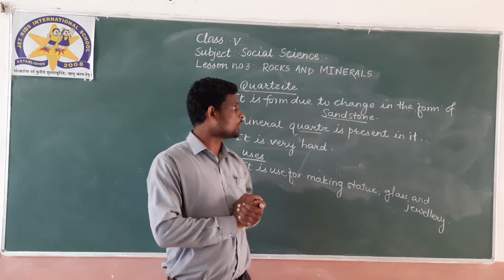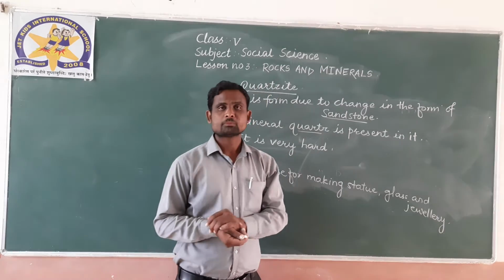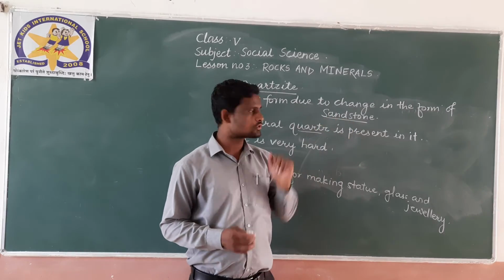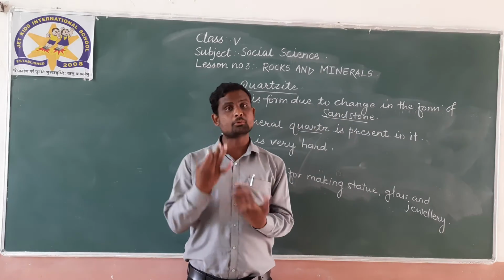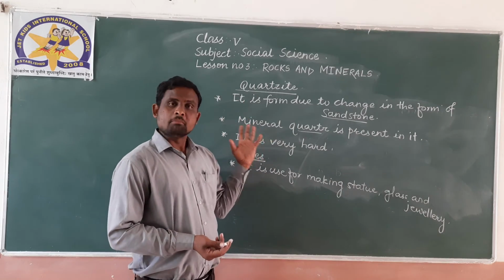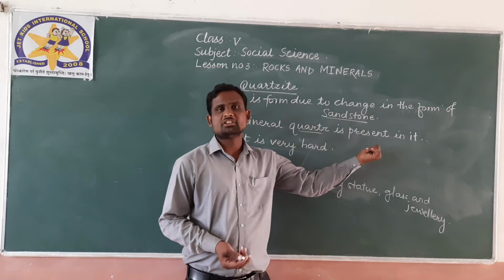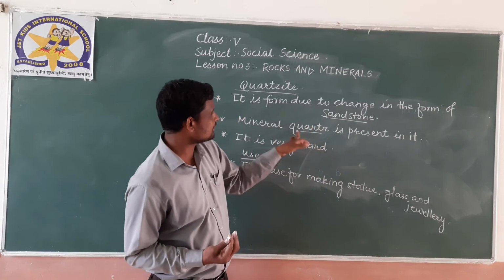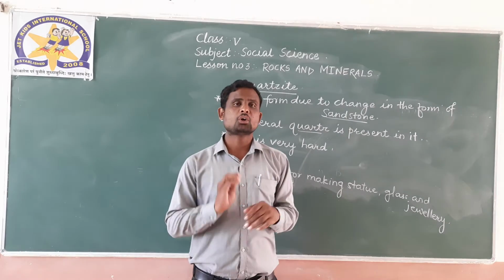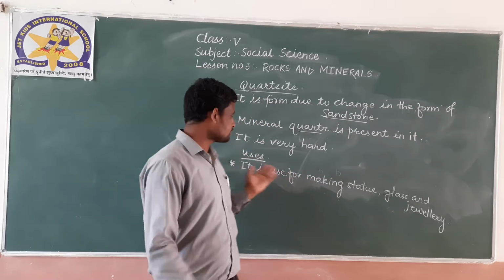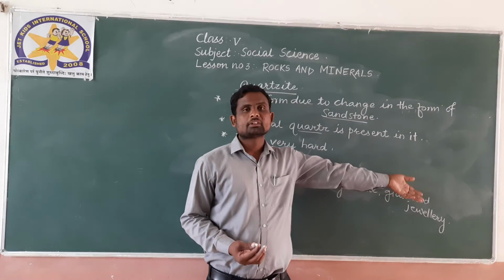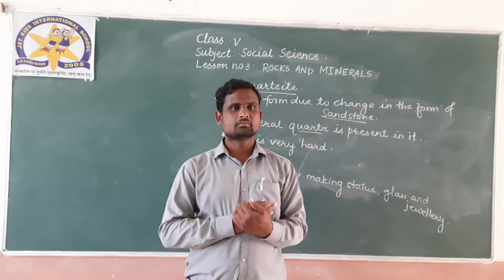Quartzite is an example of metamorphic rock, and it is formed due to what? Sandstone. And sandstone is which kind of rock? Sedimentary rock. Mineral quartz is present in this on a large scale, and quartzite is very hard in nature. So that's why it is useful for making what? Statues, glass and jewelry.